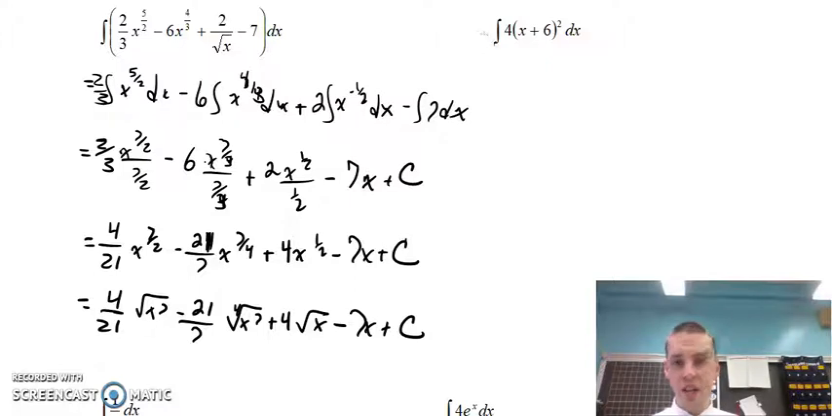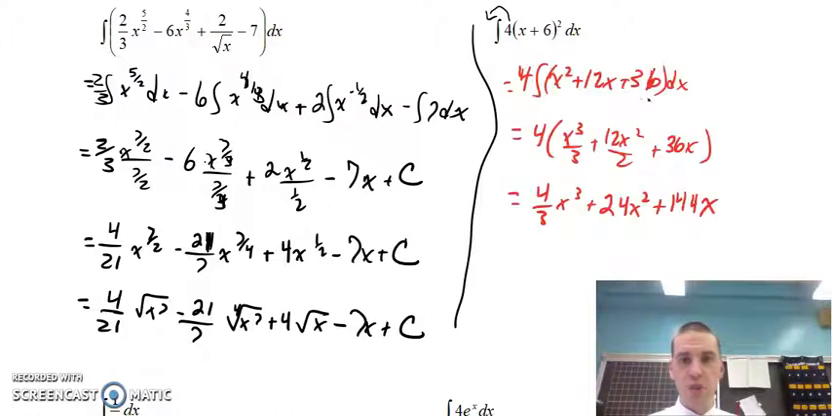Why don't you guys try this one? This one you're going to have to double distribute. This 4 can be brought out in front, so just double distribute that and go for it. So double distributed, took the integral of the inside, then multiplied by 4. 12 divided by 2, 6 times 4. Oops, and you need a plus c at the end.